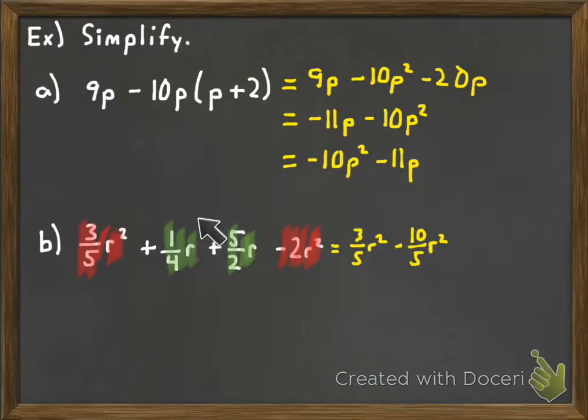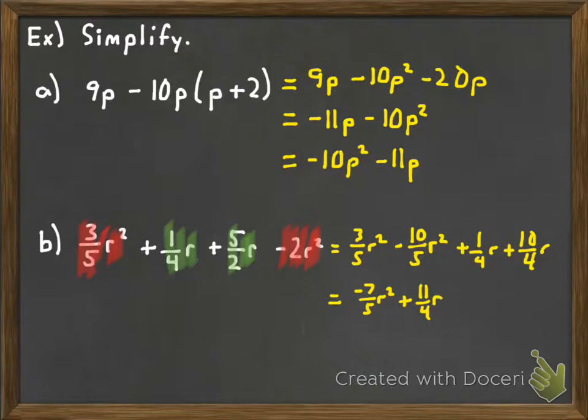And then for the 1/4 r and the 5/2 r, well, 4 would be the common denominator there. So we can leave the 1/4 r as 1/4 r. Make sure you put the plus sign there. And then we can change 5/2 r into 10/4 r. All right, then combine your like terms. 3/5 r squared minus 10/5 r squared is going to be negative 7/5 r squared. And then 1/4 r plus 10/4 r is positive 11/4 r.